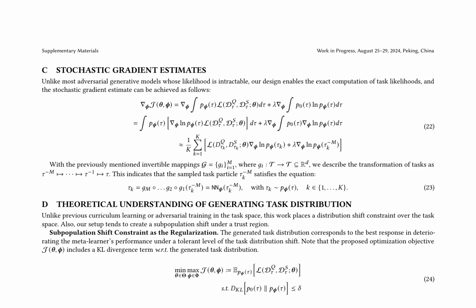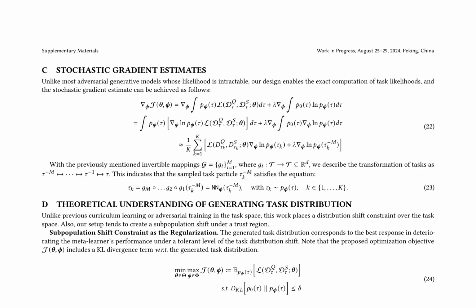The authors present a novel approach to adversarial generative models, enabling the exact computation of task likelihoods and stochastic gradient estimates. Specifically, the stochastic gradient estimate is derived as equation 22, involving the computation of task likelihoods and a penalty term to prevent divergence from the initial task distribution.